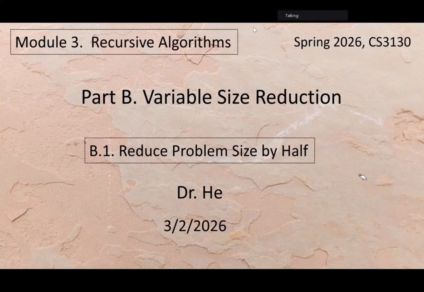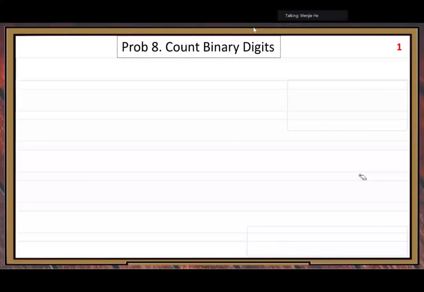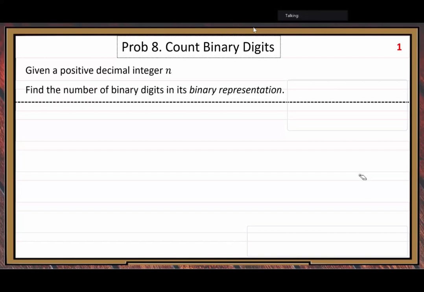First, let's look at the problem. Problem number 8. Count binary digits. Number of bits, binary digits. We call it bits. The problem is pretty simple. Given a positive decimal integer n, find the number of binary digits in its binary representation. So we can write it using a binary system, then count the number of bits. How many bits do you have?